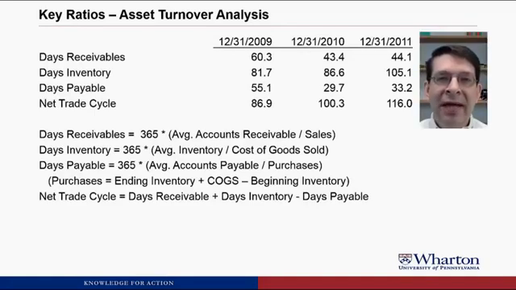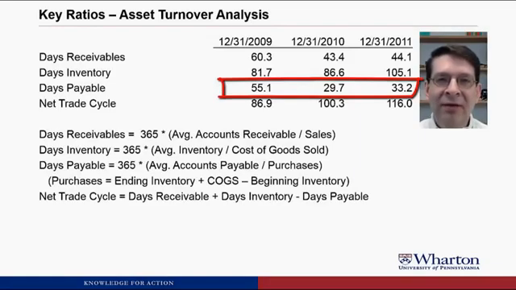Now let's look at the days payable ratio. That's gone down from 55 days to 33 days, which means that from the point Plainview gets raw materials from its suppliers, it's 33 days until they send them a check to pay them what they owe them. So Plainview is paying its suppliers 22 days more quickly than it did before.